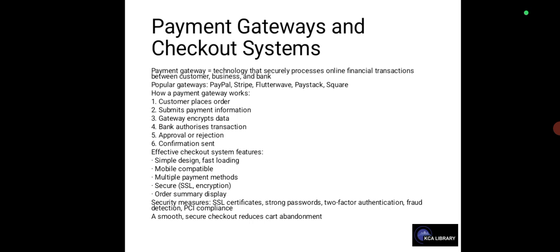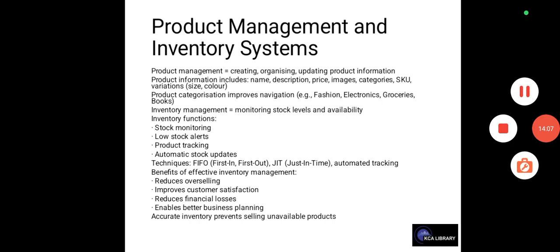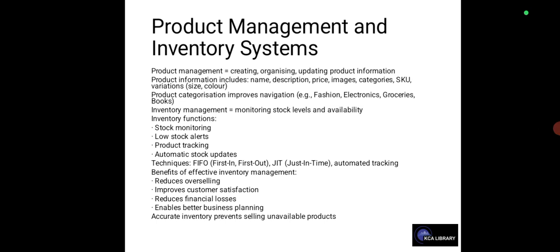All right. So, product management. What is product management? It involves creating, organizing, and updating product information. So that is what we call product management. Product information can include the name, the description, the prices, the categories, the image, and the color of the image. You can just include it. Okay. So product categorization can improve navigation. For instance, you can say, okay, this category is for fashion, this category is for electronics, this category is for groceries, this category is for books.